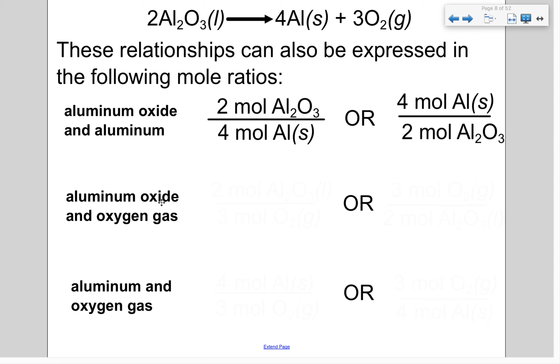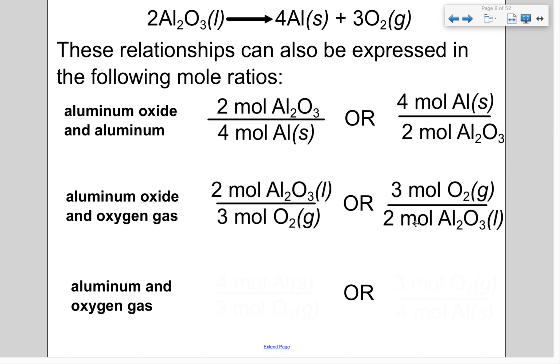So moving on to aluminum oxide and oxygen gas. There's a relationship between here and over here. So if I'm in oxygen gas, okay, so I'm given oxygen and I want to get to aluminum oxide, oxygen better be on the bottom, aluminum oxide on top. So my mole ratio is 2 to 3. But you can also flip it, okay? So 3 to 2. So it kind of depends on what you are given or what you are in and you're trying to get to. So whatever you are given or in, that goes on the bottom.